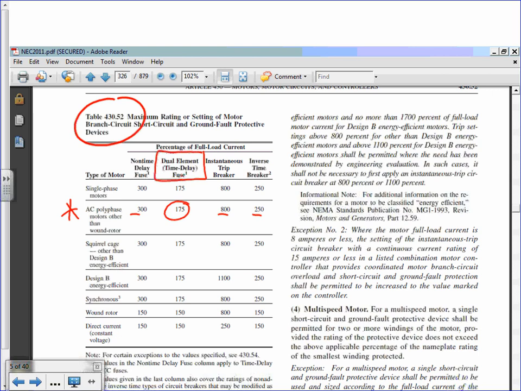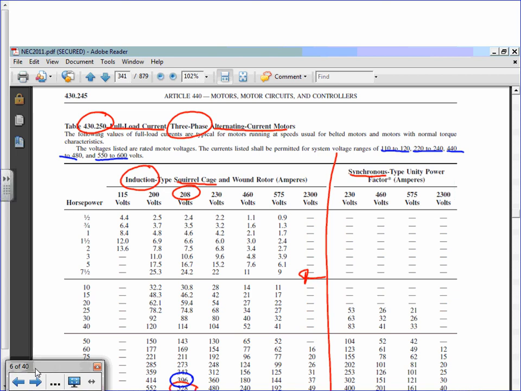When we talk about overcurrent protection, there are four types: non-time delay fuse, dual element time delay fuse, instantaneous trip breaker, and inverse time breaker. I decided to use dual element time delay fuse for this example. The most important thing, probably before we start, is this one.